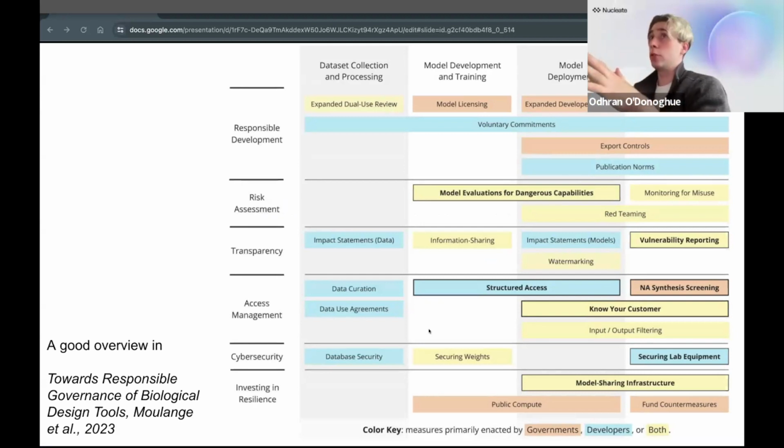And I'll talk about a few of these risks in more depth. We've got model evaluations, we've got structured access and know your customer, which really overlap. We've got nucleic acid sequencing, and we've got securing lab equipment. Let's talk about these in a bit more depth.